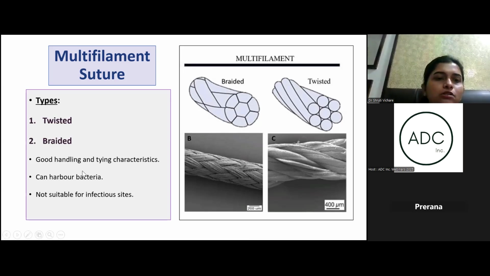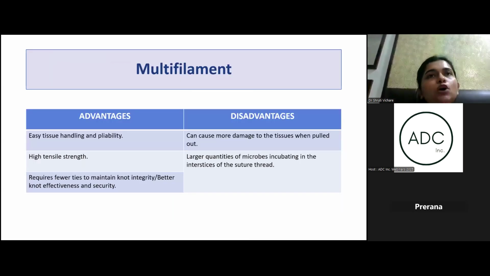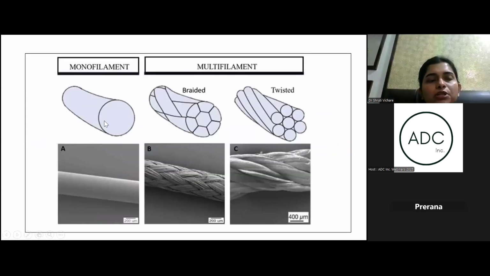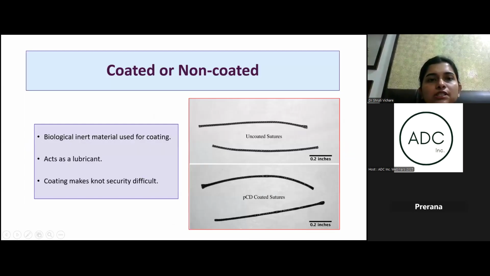But having said that, the advantage of the suture is that the handling of the suture becomes easy. You don't have to tie multiple knots to secure the suture. Also, the chances of slippage of the suture are less. Correct. So the disadvantages of monofilament sutures become advantages of multifilament sutures and vice versa. Correct. So this is again a schematic representation of monofilament and multifilament suture, a closer view. Similarly, another picture showing the same, the schematic as well as microscopic representation of the same.